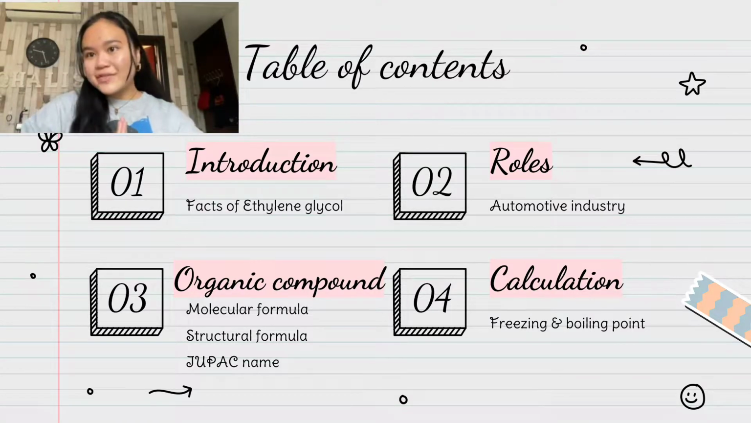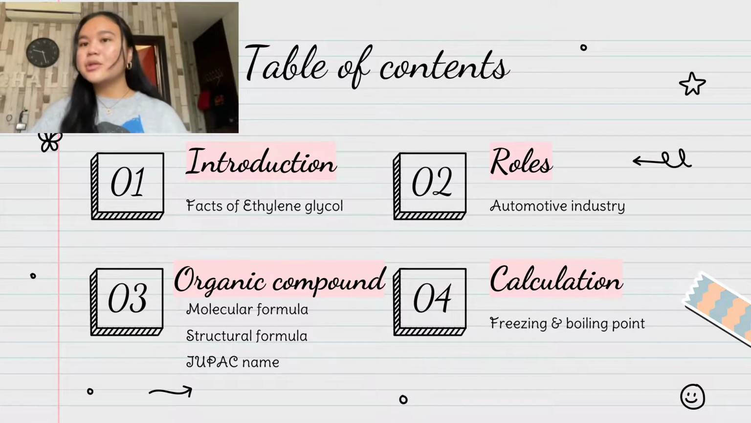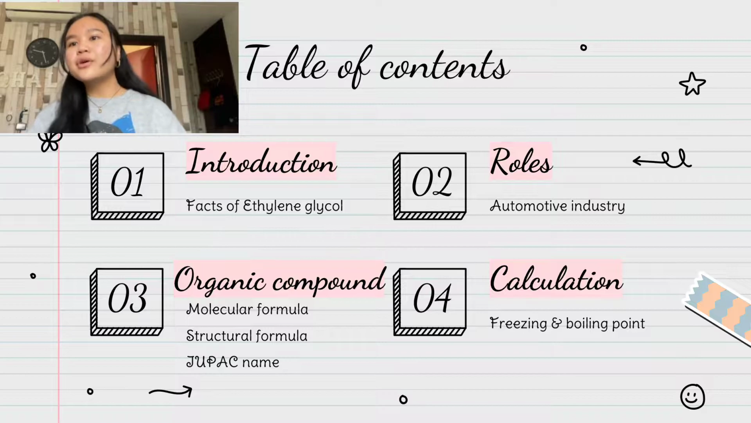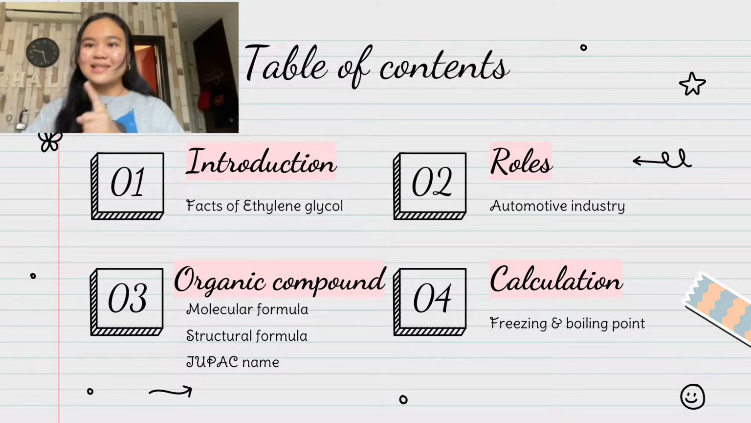Alright, so for today's video, we'll be going over 4 major components. We'll be going over the introduction regarding ethylene glycol and also the role of ethylene glycol in the automotive industry before going over the organic compound of it, as well as the calculation for the boiling and freezing point. So, sit back, relax, and enjoy the video.